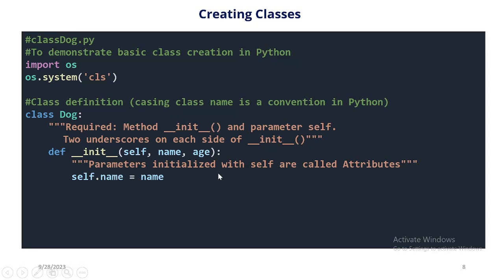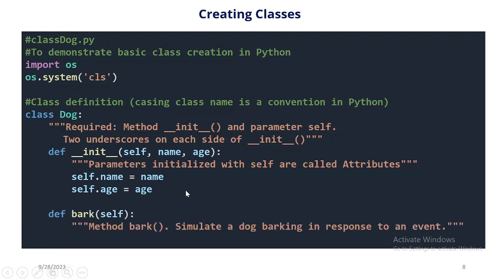So we say self.name equal to name, self.age equal to age. So whenever somebody creates an instance of Dog in future, like a dog gives birth to a puppy, that puppy should have a name and that puppy should have an age. So this is what we use this self to initialize right here.